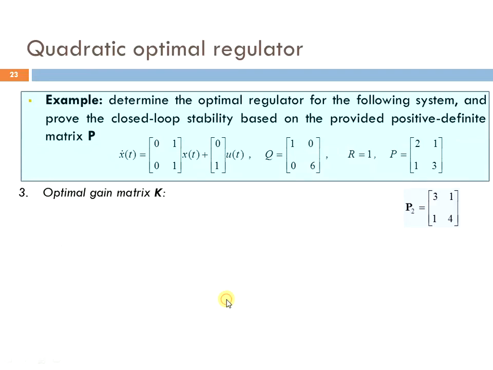Okay, so having obtained the positive definite matrix, now we can obtain the state feedback matrix K according to equation 12, and this gives us the matrix with elements 1 and 4. So this is the optimal gain matrix K that we had to determine.